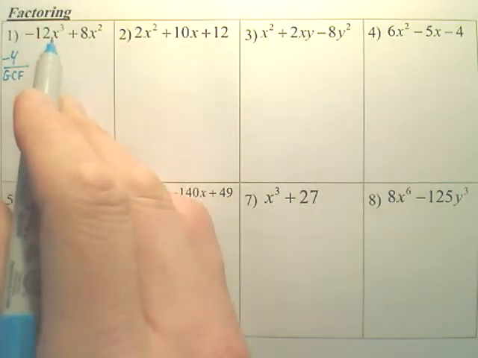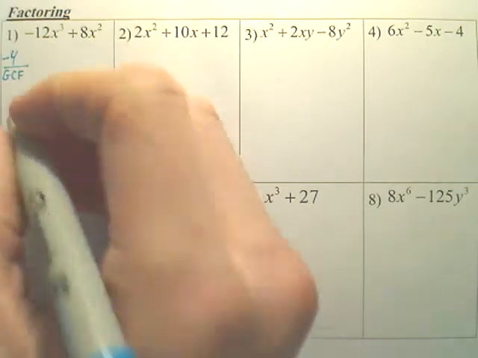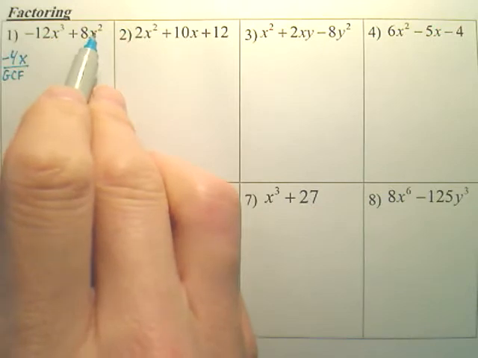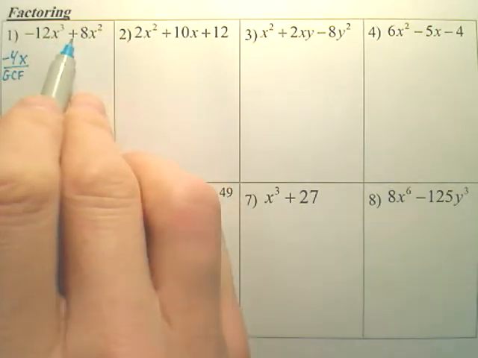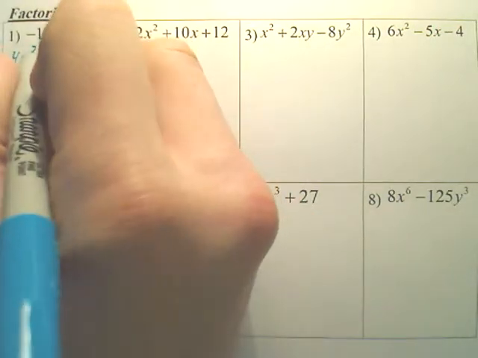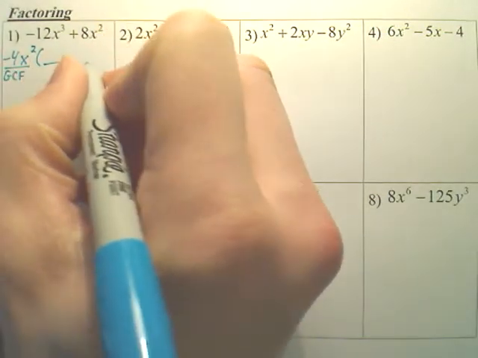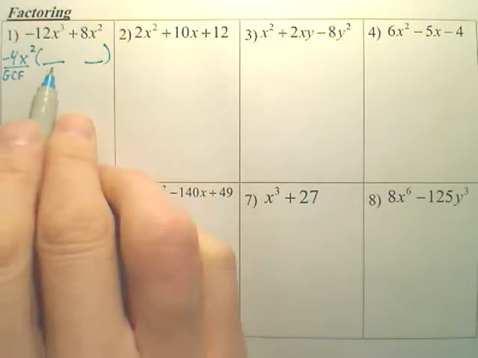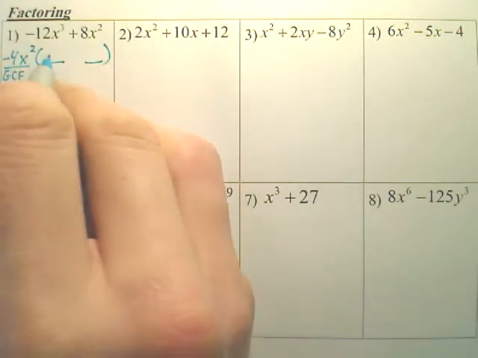And what's the biggest power you could take out of both of these? The biggest power would be the x squared. Basically, the biggest power you can take out of both of them is the lowest power. So if I do that, now, when I pull that out, this times what gives you this?